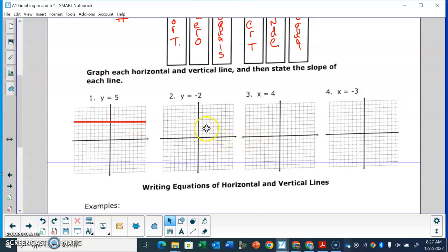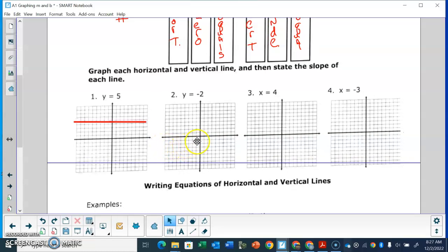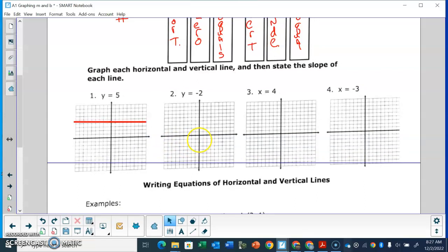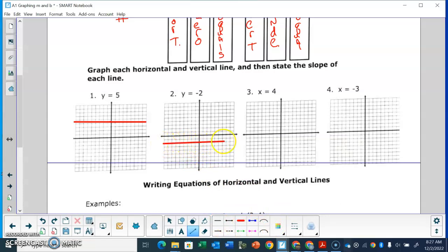And then we have y is equal to -2. So we're going to go 1, 2. Oh, didn't mean to move the graph. I need to go 2. Let's go with. There we go. So we put our horizontal line across there.